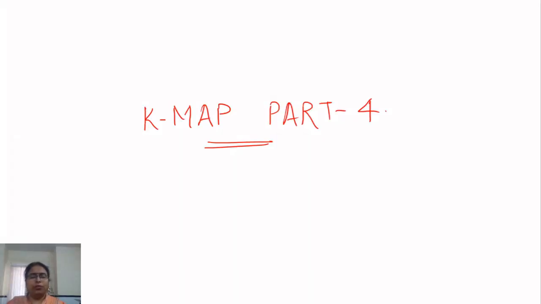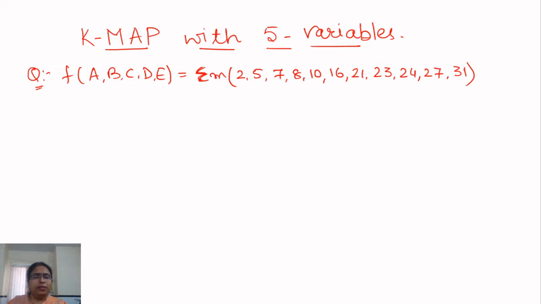Viewers, welcome to part 4 of K-map. In this part we will learn about the 5 variable K-map. This is a problem which is given to us. F of A, B, C, D, E, 5 variables are given with the min terms 5, 7, 8, 10, 16, 21, 23, 24, 27 and 31.